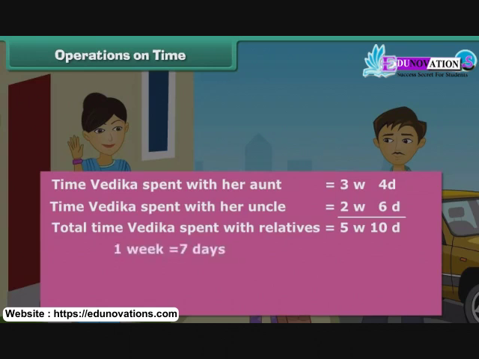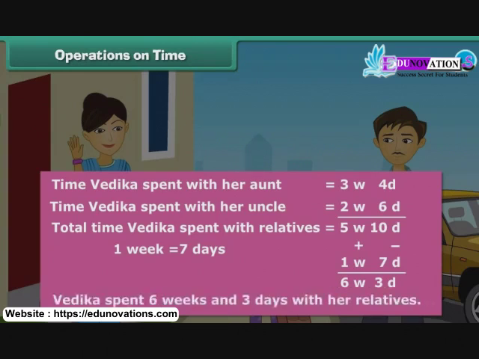We know that 1 week is equal to 7 days. So we subtract 7 from 10 days and add 1 to 5 weeks. Therefore, Vedika spent 6 weeks and 3 days with her relatives.